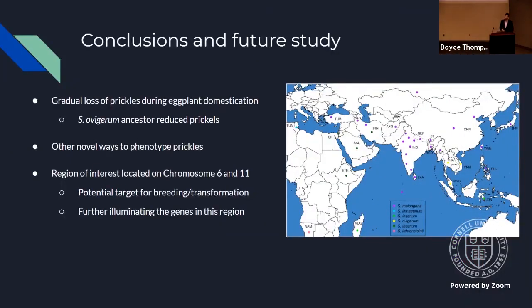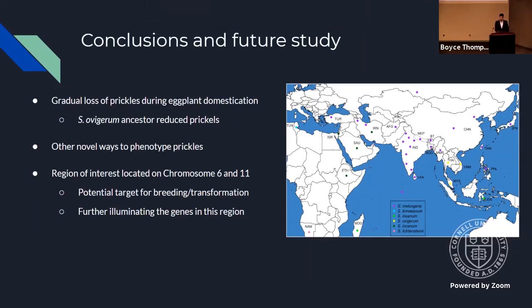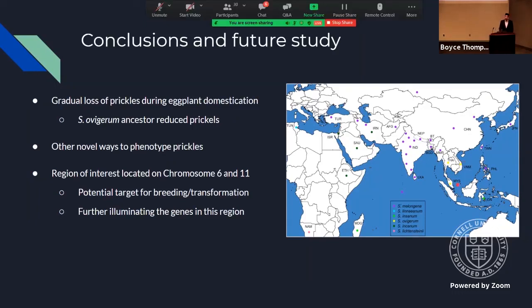Overall, in terms of the conclusions for this project, there was, of course, the gradual loss in prickles in terms of eggplant domestication. But of course, the S. ovigerum story is a little bit interesting. I wanted to put the map here to show you that a lot of the ovigerum are found around Thailand. And it could very well be the case that the initial ancestor for this group was reduced in prickles or didn't have prickles. And then as that group grew out, that trait was maintained, but of course it has many of the other wilder traits for eggplants. We also had some other novel ways to phenotype prickles, such as the leaf density.